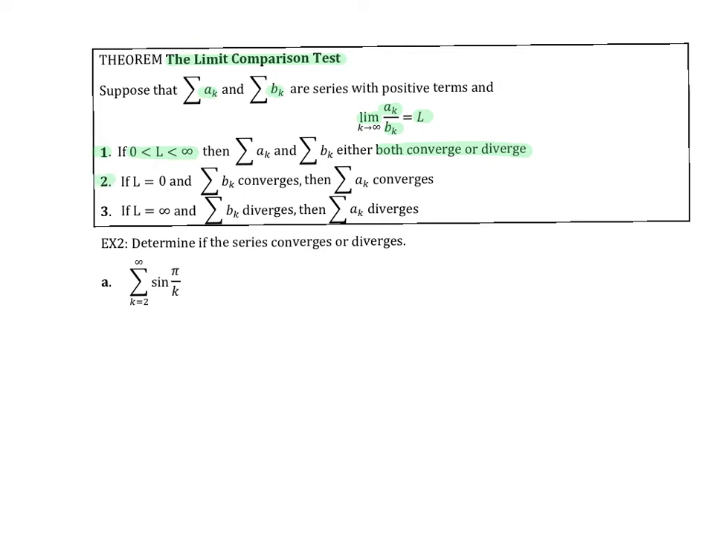Or, criteria 2, let's say the limit is 0. Then if the b sub k converges, then a sub k converges. So if the denominator converges, then the numerator is going to converge. Well, let's say the limit is infinity. Then if the b sub k diverges, then the a sub k diverges. So it's a little bit different. You still have to find a series to compare it to, but you don't have to show which is smaller and which is larger. You just take the limit and see if it falls under criteria 1, 2, or 3.